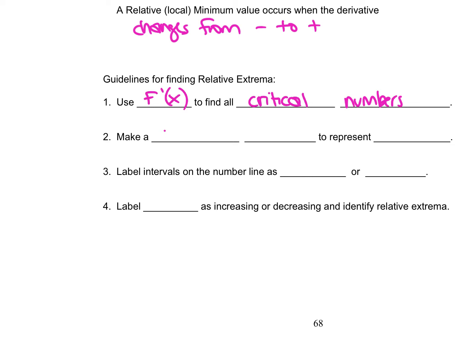So we're going to make a number line. So does that mean you'll use all of the numbers? Mm-hmm. It does mean that, yes. So we're not going to throw out any of our critical numbers this time. Yep, sometimes. So we are going to then make a number line to represent our f prime of x, our derivative. Based off the graph of f prime of x, we are going to label our intervals on the number line as positive or negative.